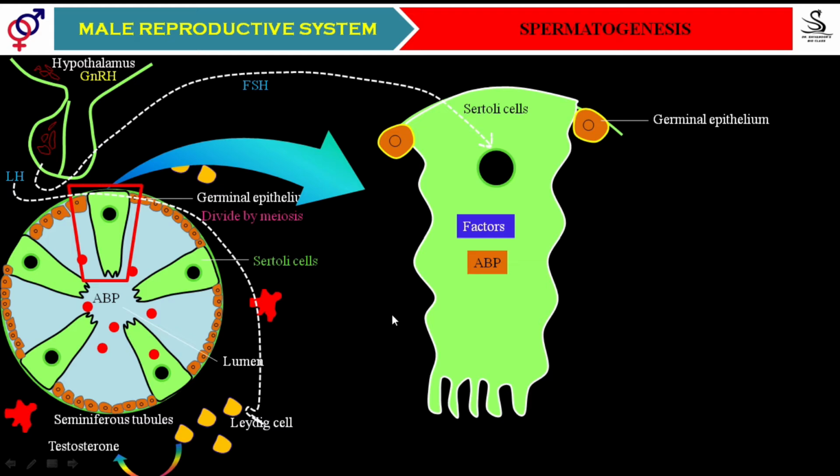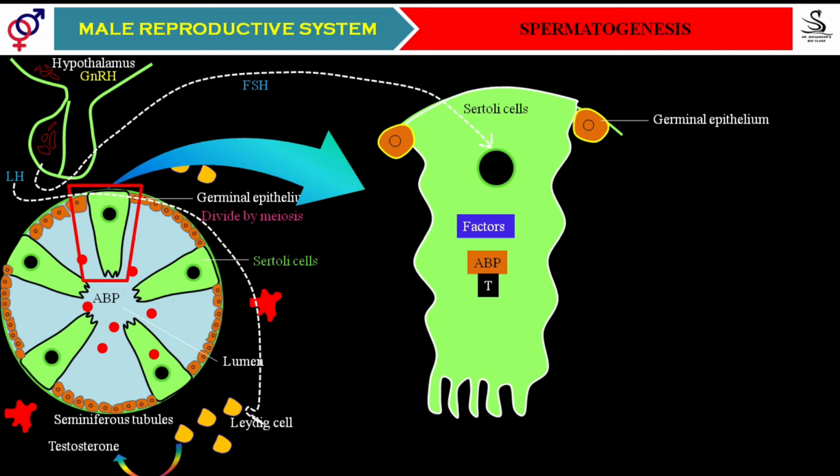This protein is the one which will help in accumulation of the testosterone inside the seminiferous tubule. You need to understand, students, testosterone is secreted by the Leydig cells, which are outside the seminiferous tubule, but spermatogenesis occurs inside the seminiferous tubules. Because of that, it is very essential to accumulate this testosterone inside the seminiferous tubules. And how does it get accumulated? It is with the help of ABP, androgen binding proteins, which are secreted by the Sertoli cells.